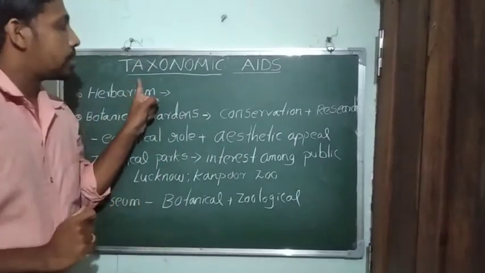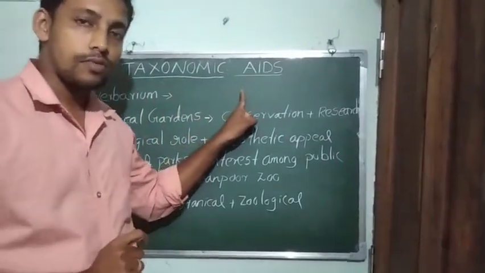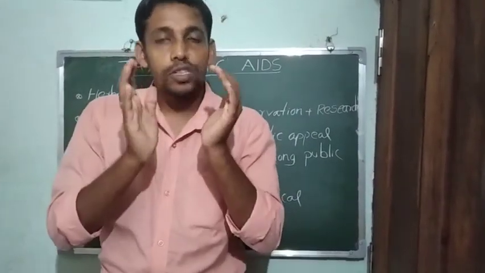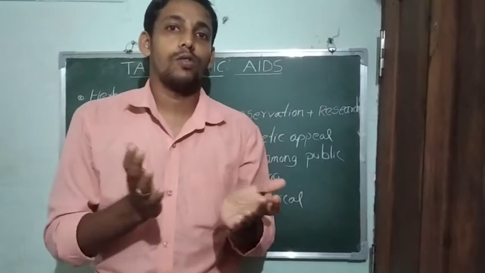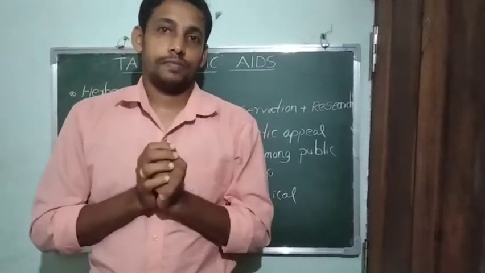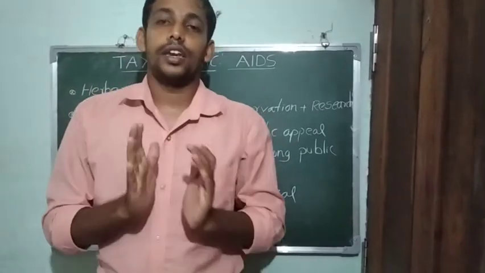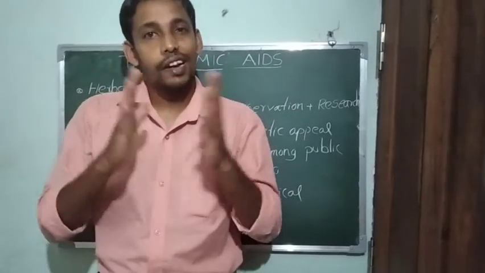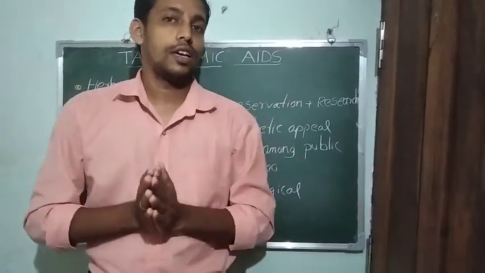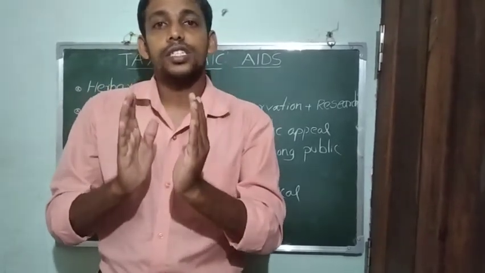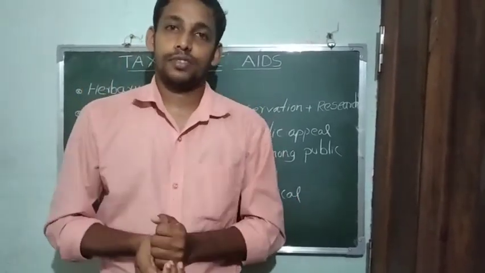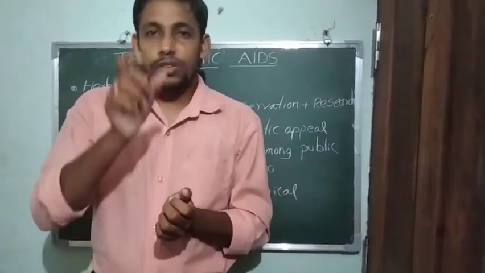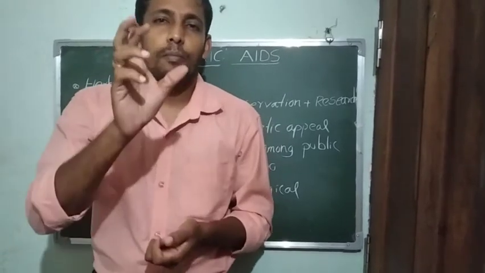So what are taxonomic aids? These are nothing but some procedures or techniques or stored information that are useful in the identification and classification of organisms. There are various kinds of taxonomic aids. We need a very brief knowledge of some of them.